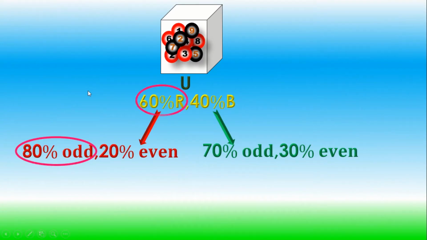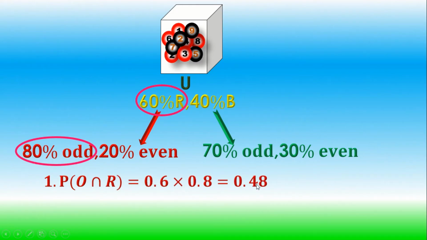Note something, 60%, doesn't it mean 60 out of 100? So 0.6 is 60 over 100. Also 80% is 80 out of 100, 80 over 100, it gives us 0.8. Well, P of O intersection R, isn't it 0.6 times 0.8? So we can say it's equal to 0.48.